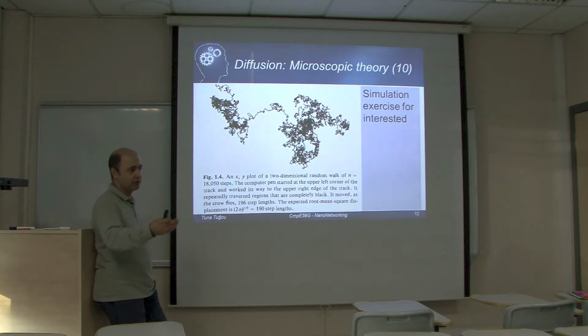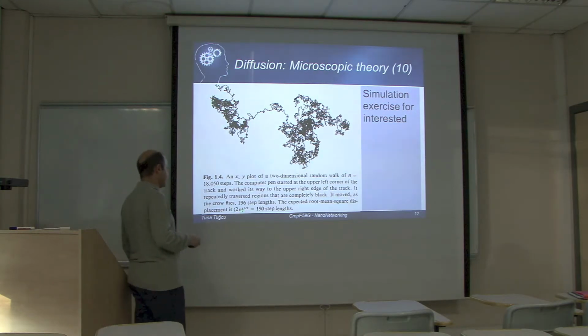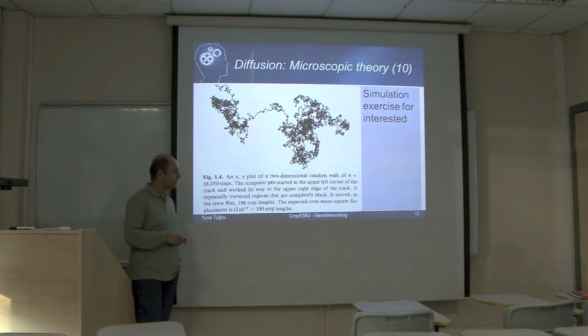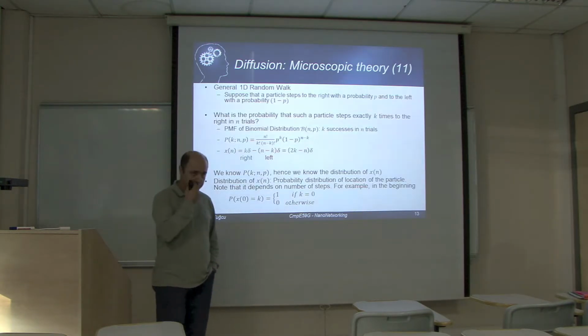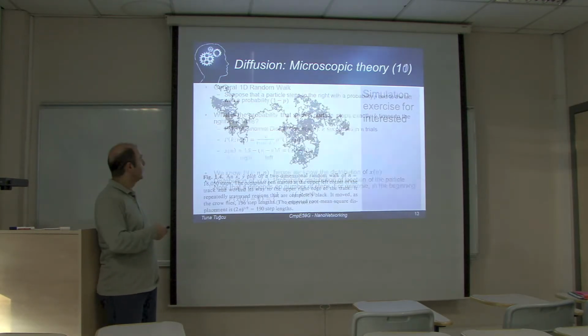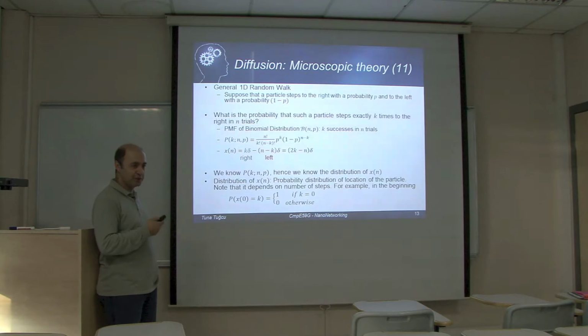Okay? Why? Because it's going back and forth, it's just turning around the same points. The expected root mean square displacement would be square root of 2n, so around 190 steps again. Okay? So this is actually how things are moving around, how the molecules are moving around.